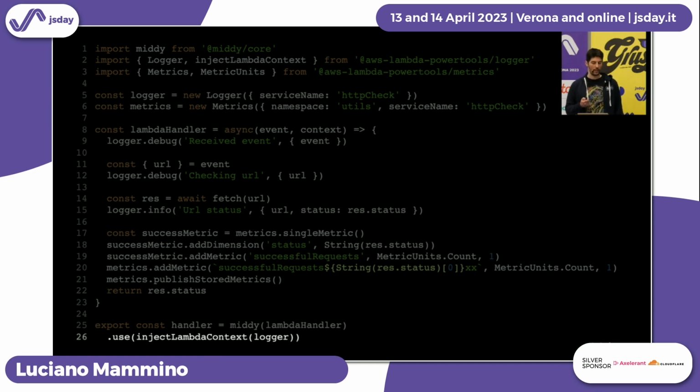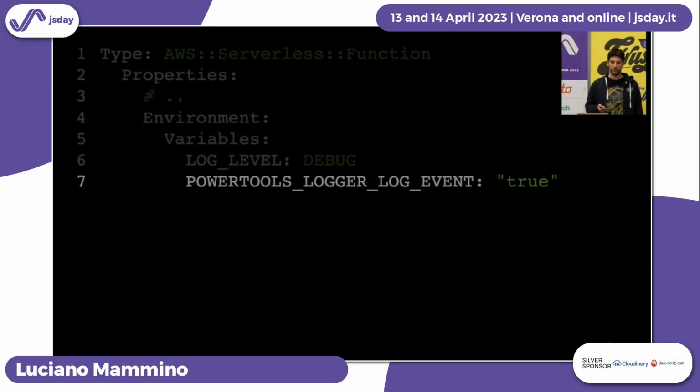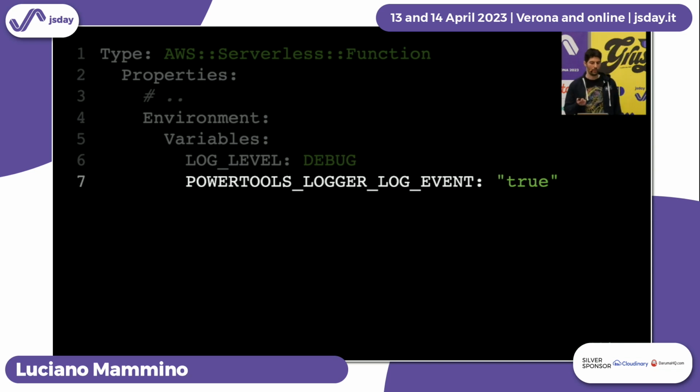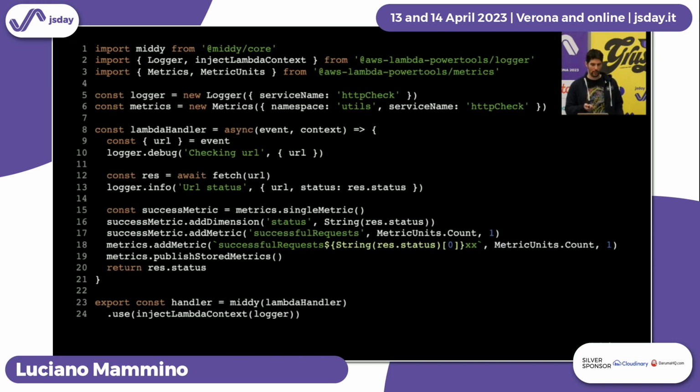And at this point, what we can do is to use injectLambdaContext for the logger, which basically creates a middleware that exposes our logger across the lifecycle of our request. And the advantage of that is that now we can get rid of this line, which is a bit of boilerplate. Why do we have to explicitly say that we want to log the event? This is something that a middleware can do for us. And it's going to happen for us if we just configure this environment variable in Powertools saying, I want to log the event every time there is a new request. So we got rid of that small piece of boilerplate.